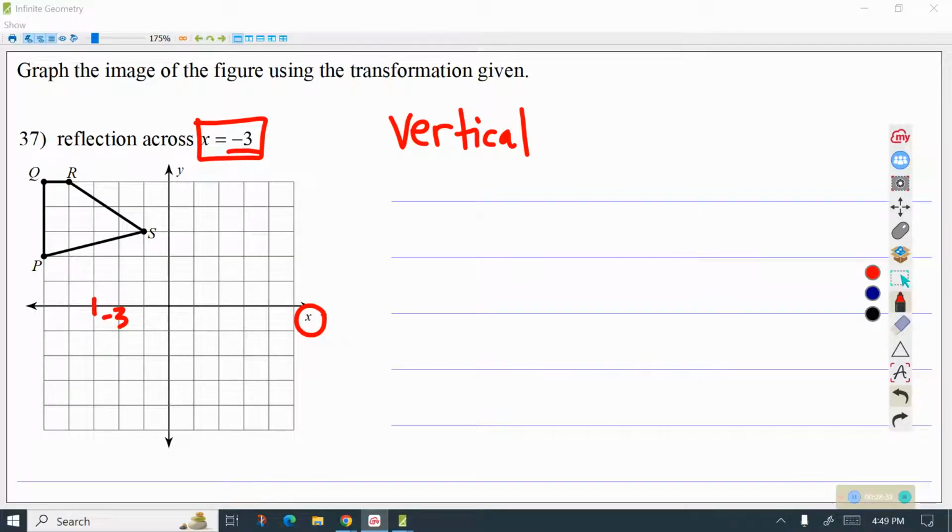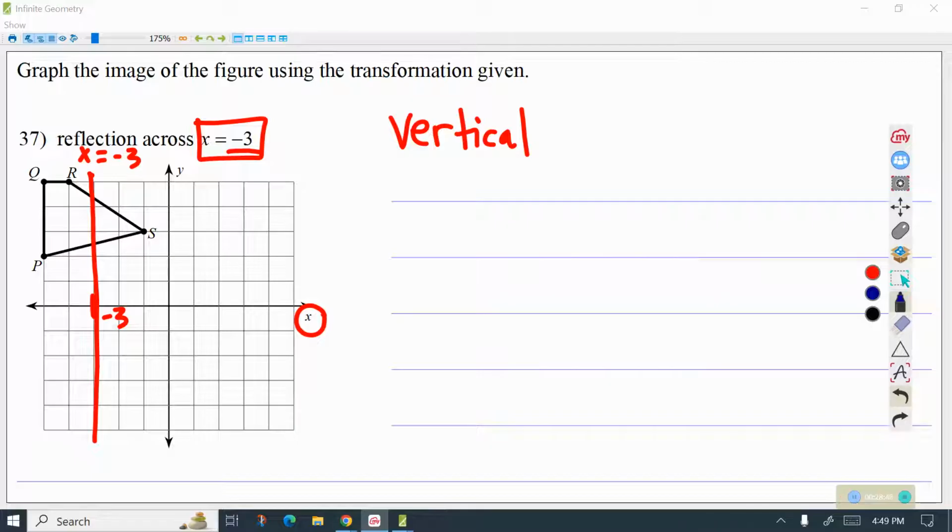Remember, look at this mark. Is this vertical or horizontal? It's vertical, so that means we have to label that as the line x equals -3. And that is the line that I'm reflecting everything across now.